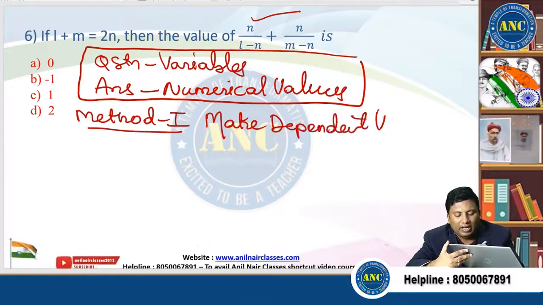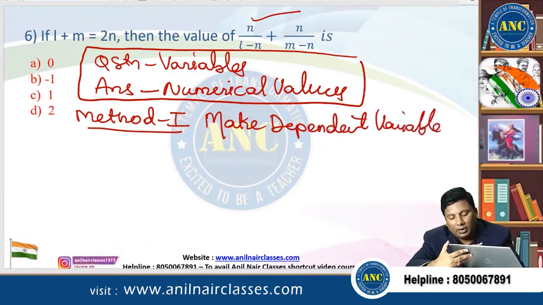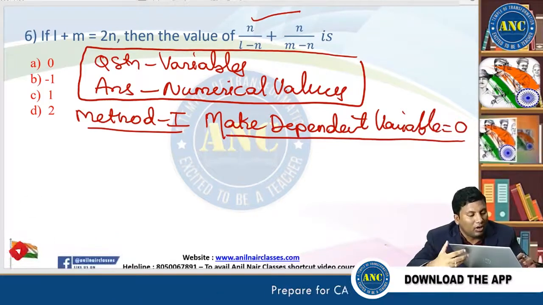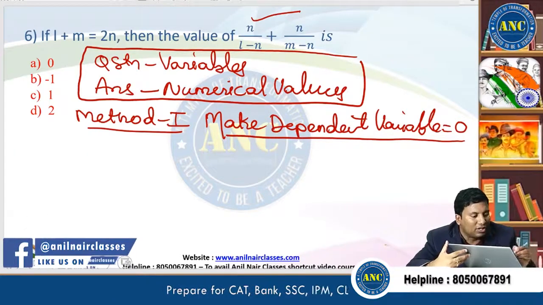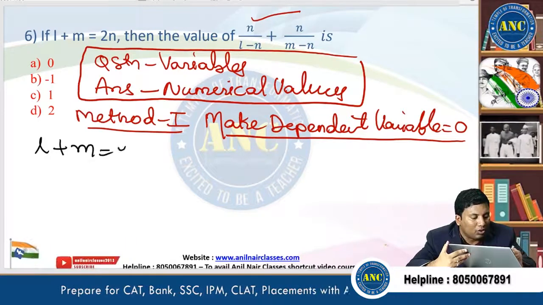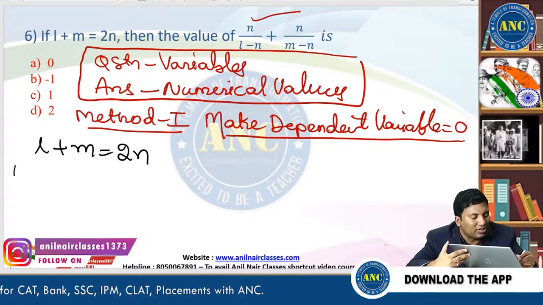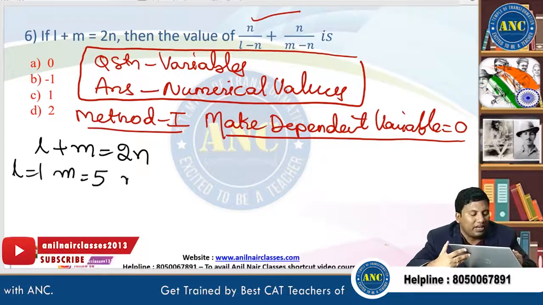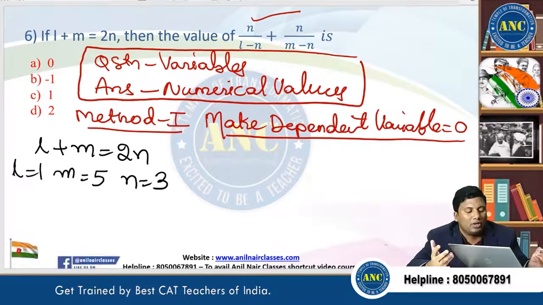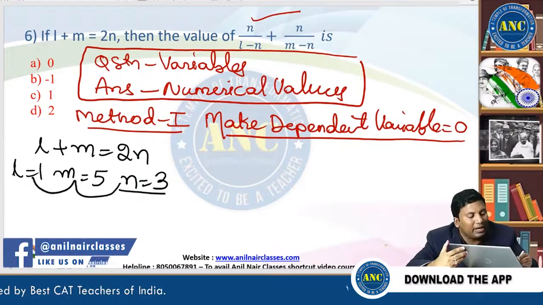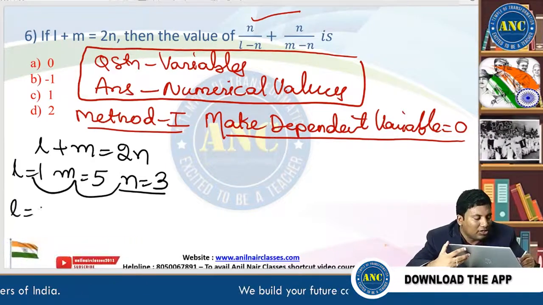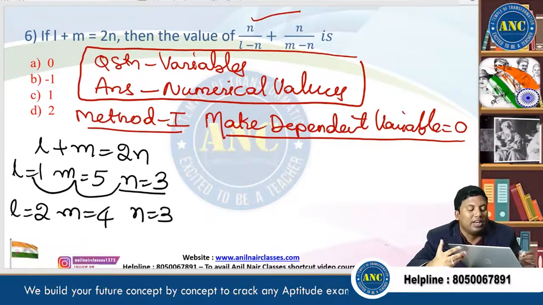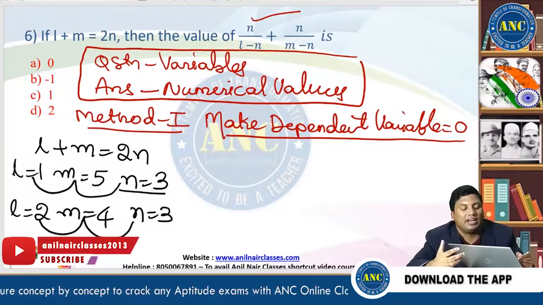method 1 is: make dependent variable 0. What is this, make dependent variable 0? L plus M equivalent to 2n. How many of the students will solve this problem: L is 1, M is 5. 1 plus 5 is 6. N value is 3. Can I say the value of n is dependent on L and M? L is 2, M is 4. 2 plus 4 is 6. N value is 3. Value of n is dependent on L and M.